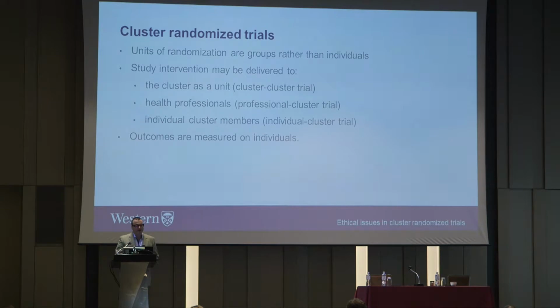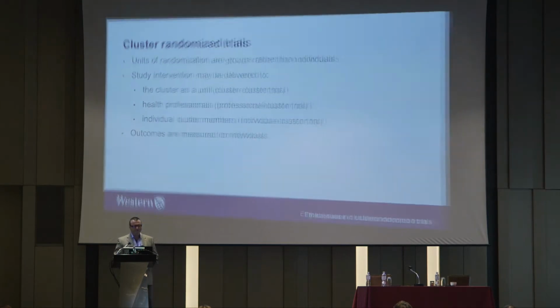So these are trials, then, in which the unit of randomization are groups rather than individuals. They're complex studies, though, in which the intervention can be administered at a number of levels. When the intervention is delivered, say, to an entire community, as in a public health intervention, those are referred to as cluster-cluster trials. Sometimes, as in knowledge translation studies, the target is health professionals, and those are called professional cluster trials. And sometimes the intervention is directed at patients, and those are called individual cluster trials. And each of these kinds of cluster trials raises its own mixture of ethical issues. Outcomes, however, are measured on individuals.